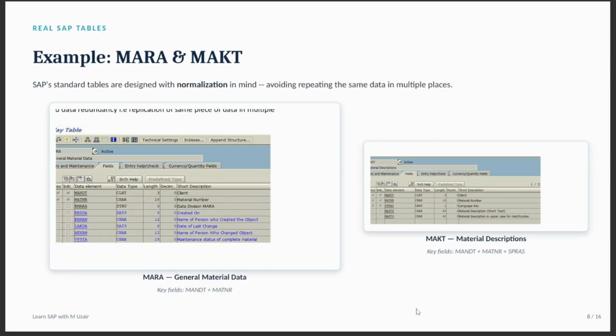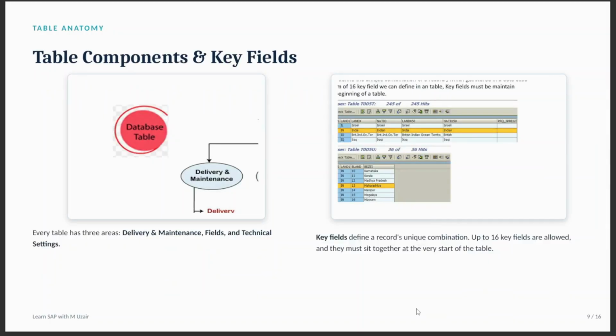Why split them into two tables instead of one big joint table? Because the material description repeats for every language, but the core material data does not repeat. Splitting them avoids duplicating data unnecessarily. That's normalization in action. Maybe we know the concept of normalization in computer science. Okay, two more quick concepts before we move on.